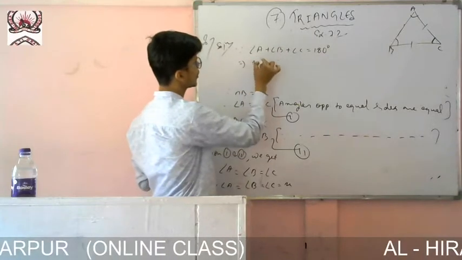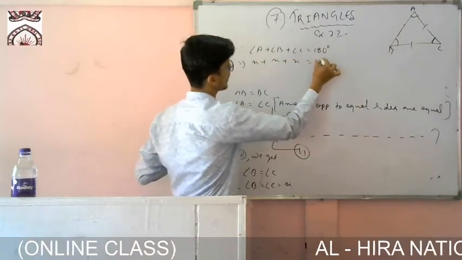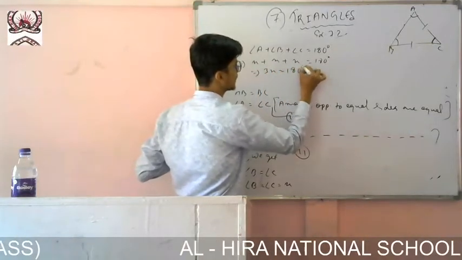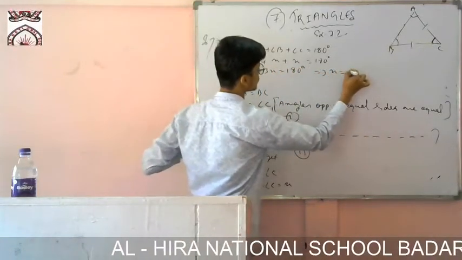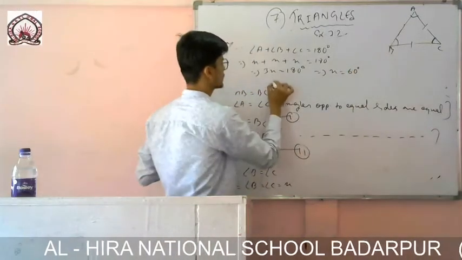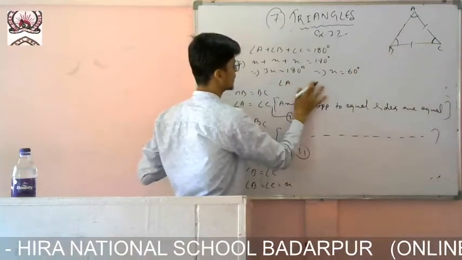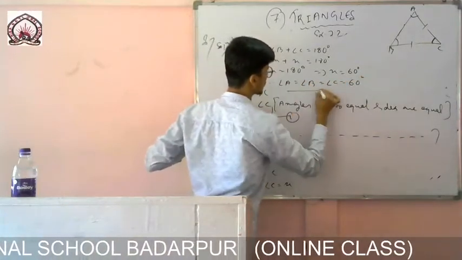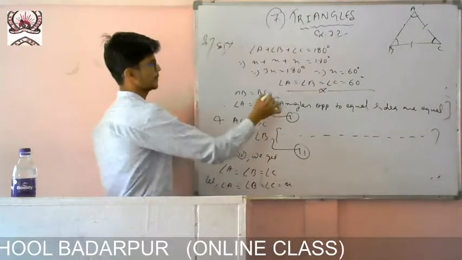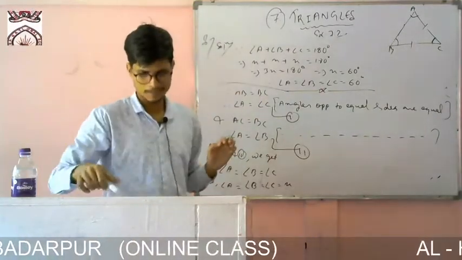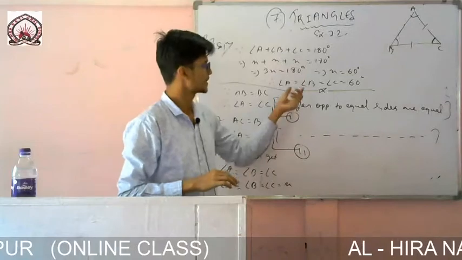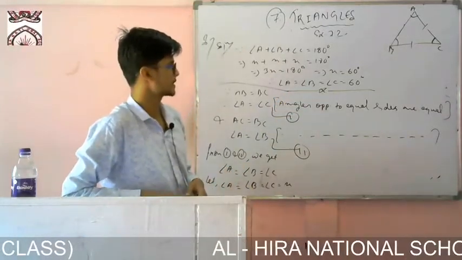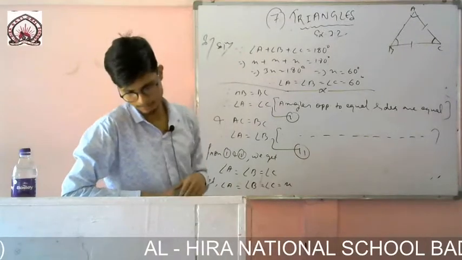So if I replace all of them by X, it will be 180 degree, that means 3x will be equals to 180 degree, implies x will be equals to 60 degree. So therefore angle A equals to angle B equals to angle C equals to 60 degree. Okay, very good. This is the answer. We have proved very nicely.